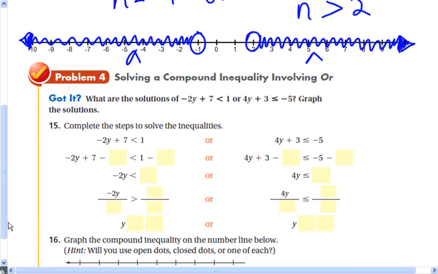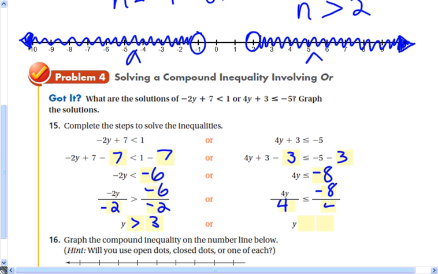All right, so here we'll try this again, solving a compound inequality involving OR. So it looks like we could subtract 7 from both sides. And then we get negative 6. Then we can divide both sides by negative 2. Notice they reverse the sign there. And we get y is greater than 3. Or subtract 3 from both sides on this one. And we get 4y is less than or equal to negative 8. Divide both sides by 4. And we get y is less than or equal to negative 2.